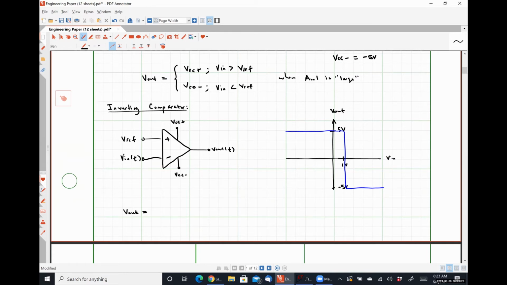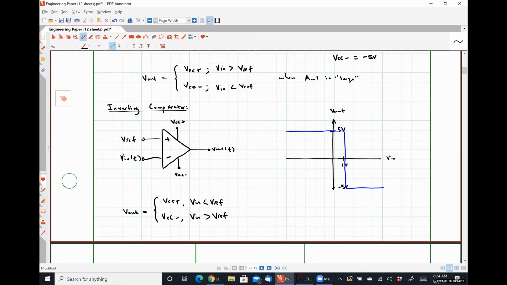From this graph, we can develop a relationship for the output voltage, just like we did for the last circuit, where we can say that V out is VCC plus where Vn is less than VREF, and V out is VCC minus where Vn is greater than VREF. So we really just change the signs on those comparisons, right? Or those less than and greater than operators, okay? So this is a non-inverting comparator and an inverting comparator.